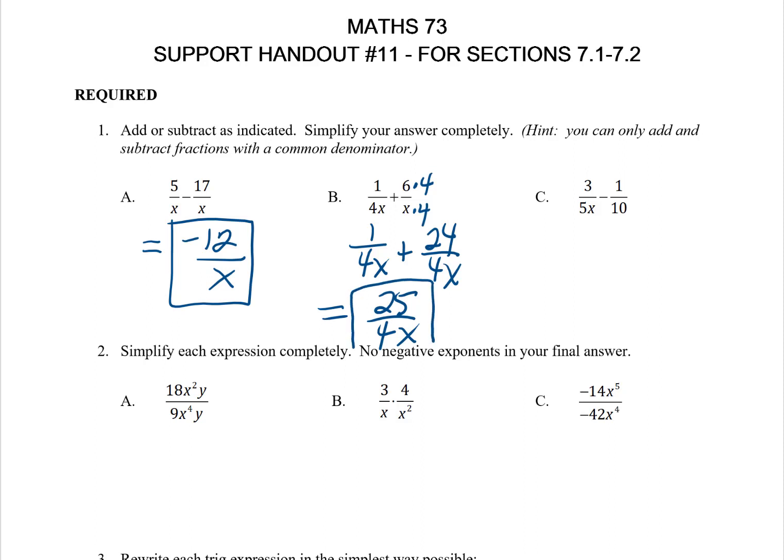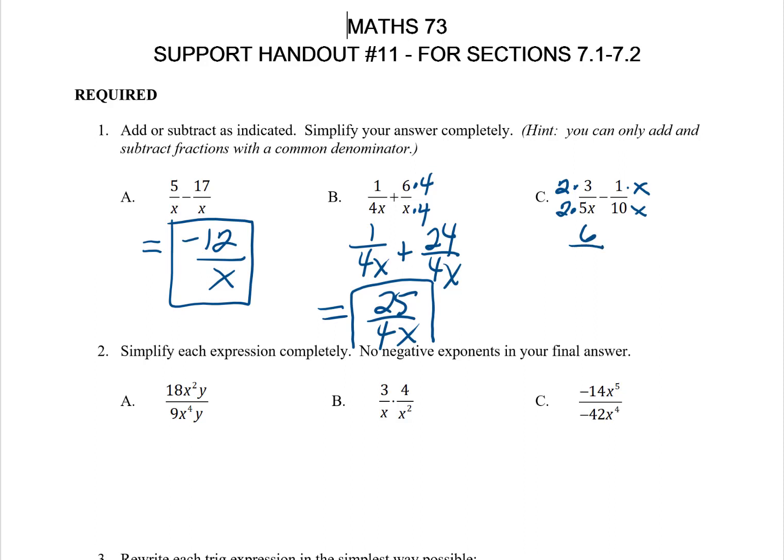I don't. 4 and 25 don't share any common factors, and so here would be the answer. Part C, I have a 5 and an x in the first denominator and a 10. Of course, 10 is 5 times 2, so I'm thinking I probably need a 2 over here to make that 10, top and bottom. But then the other one is going to need an x to match the x of the first one.